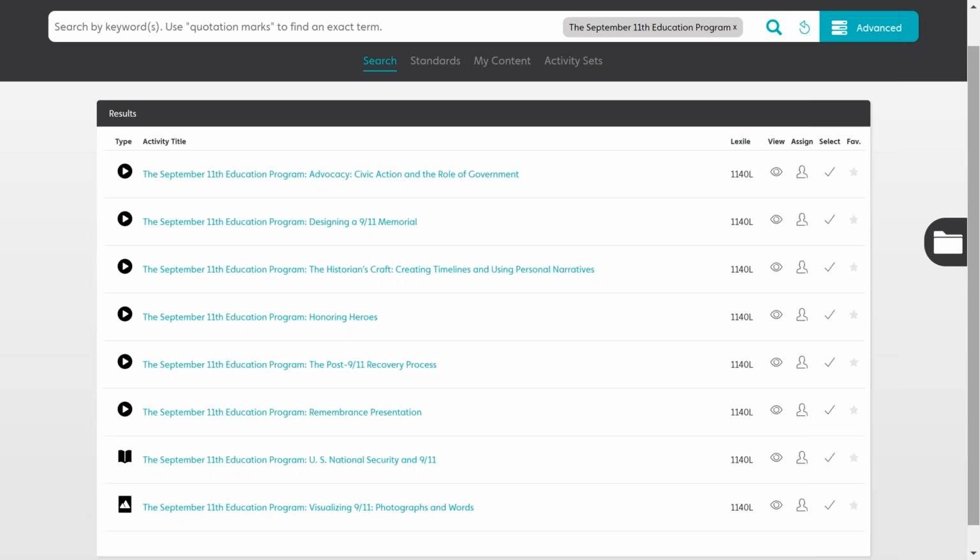There's a mapping activity where students are placing pins and identifying different aspects of where terrorist attacks have taken place around the world that affected the United States. And then they see 9/11 and the attack on New York and Virginia and Pennsylvania in that context. And then, of course, this one that we were just looking at on visualizing 9/11.